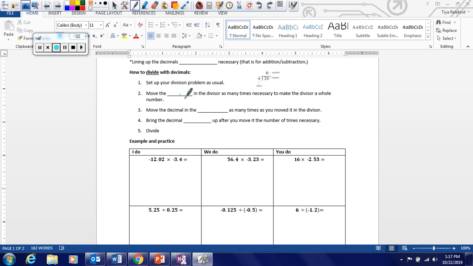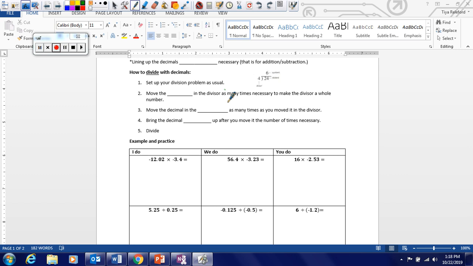How to divide with decimals. Set up your division problem as usual. Move the decimal in the divisor as many times as necessary, you take it all the way to the right. You're turning it into a whole number. Move the decimal in the dividend as many times as you moved it in the divisor, and bring the decimal straight up. After you moved it the number of times necessary, and then you're going to divide.